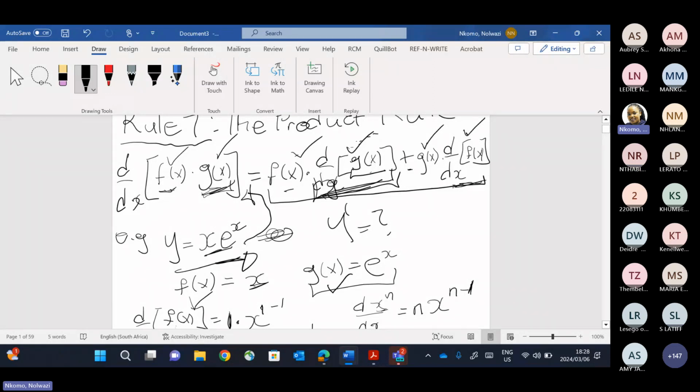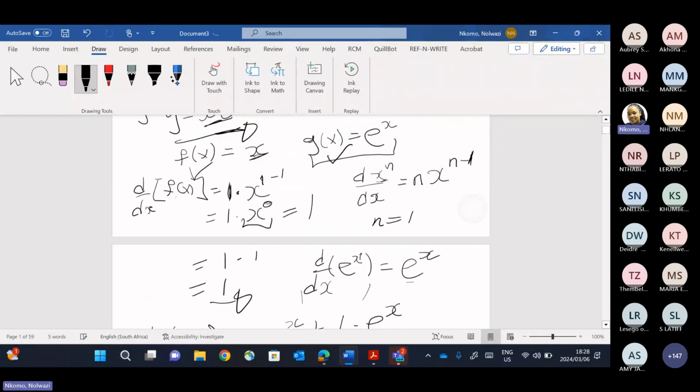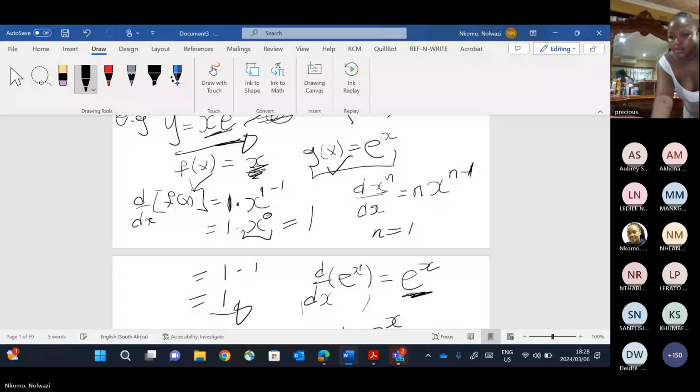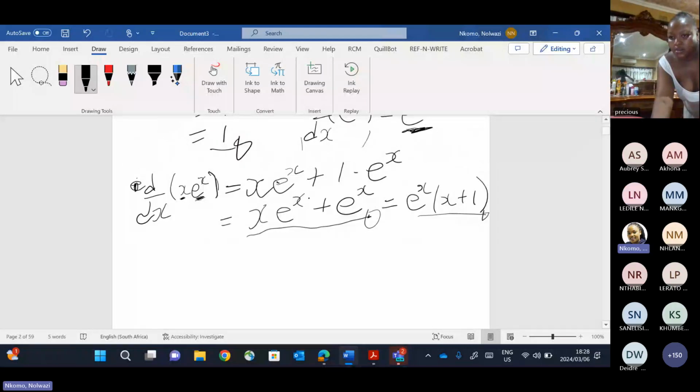Okay, you know this term. This term is f at x times the derivative of g at x. So we have f at x, which is x, times the derivative of g at x. The derivative of g at x is e to the power x. So do you agree that this is the first term, f at x times the derivative of g at x, right?